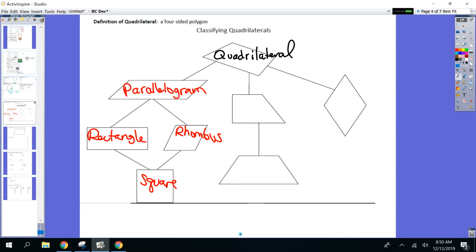Now we have the second family, which is the trapezoids. We have Tony here. I'm not too sure what the relation is, but we have the souped up version of Tony, which is Isaac the isosceles trapezoid.